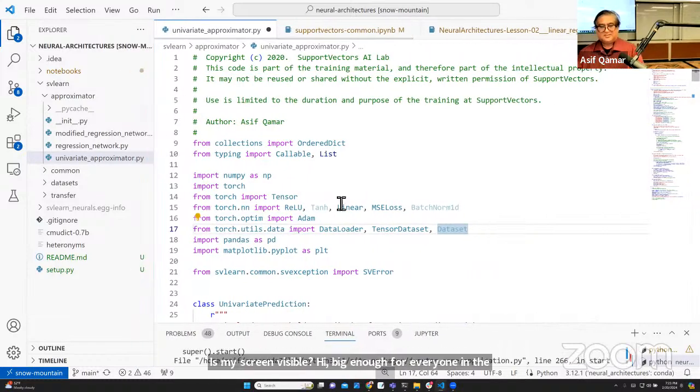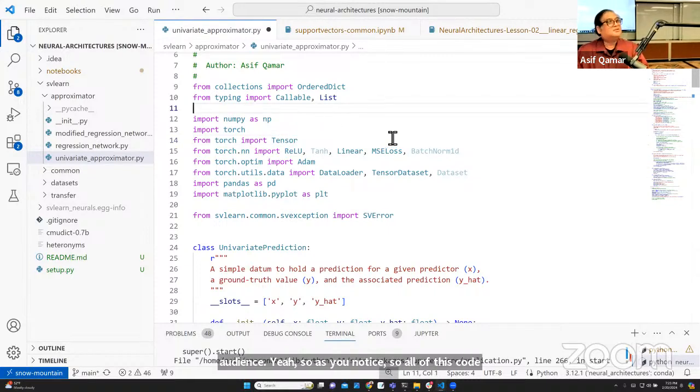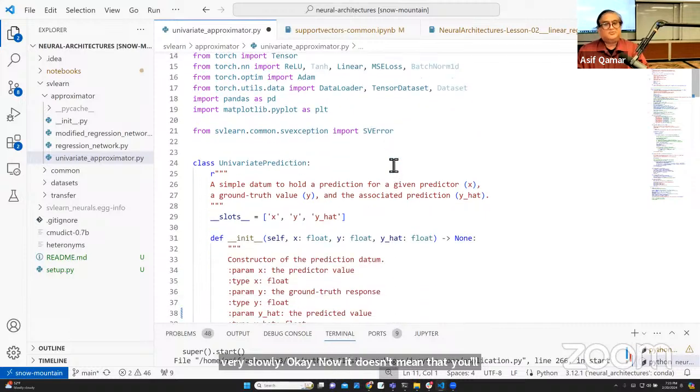Yes. So as you notice, all of this code in the beginning will look rather strange. But today I'm going to walk through this code very, very slowly. Now, it doesn't mean that you'll understand everything in this code. It is just to give you a flavor of it. Now, all the code that is in the svlearn directory, consider it to be a stretch goal to understand someday, not today. Are we together?